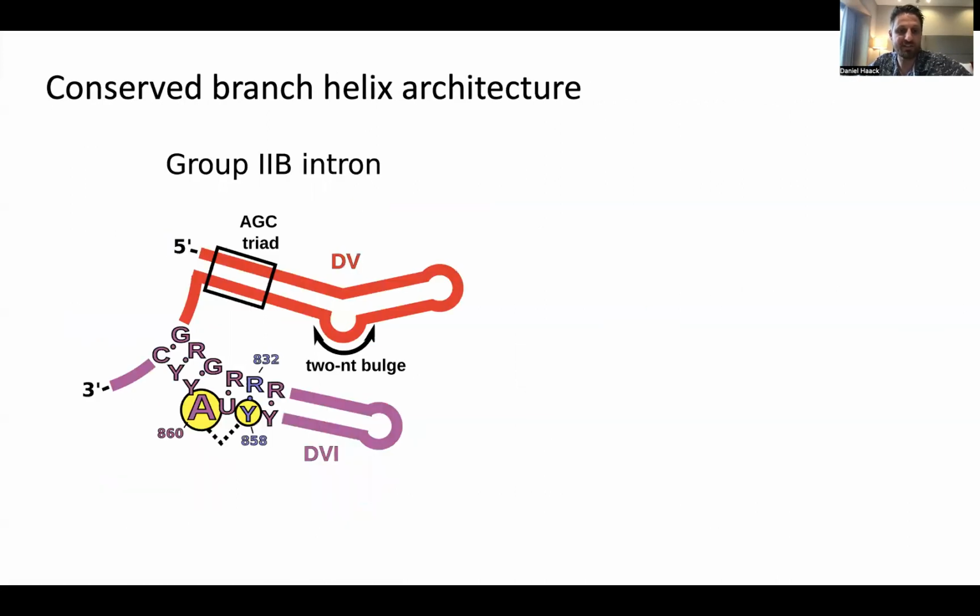Shown here is a consensus sequence of D6 of a group 2b intron. As you can see, the nucleotides involved in the base triple are highly conserved. In fact, the R832-Y858 base pair never deviates from Watson-Crick, which perfectly matches our biochemistry results.